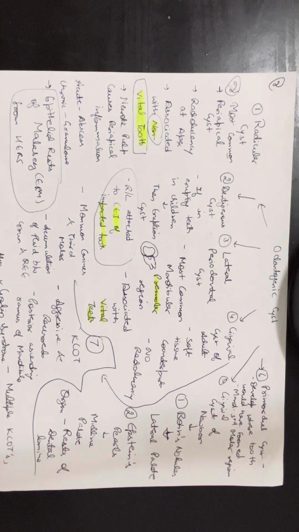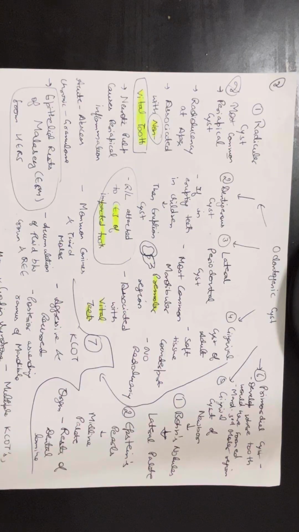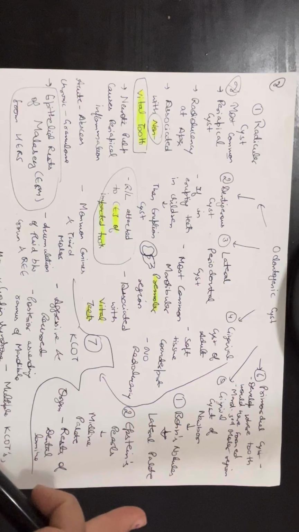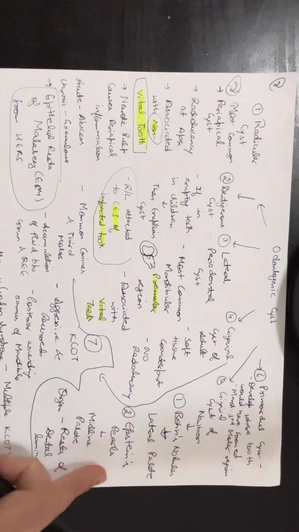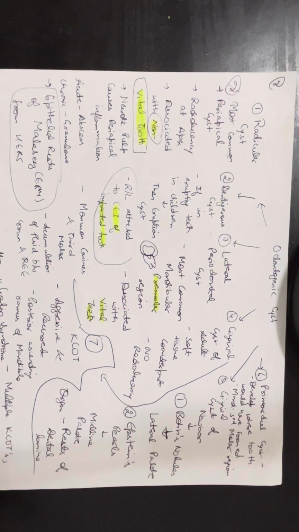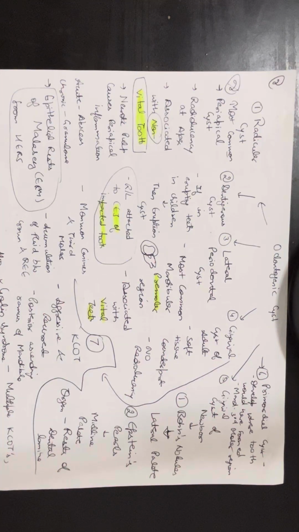Then we have gingival cyst of adult. In this cyst there will not be any radiolucency. So if there is no radiolucency, it is not seen in the X-ray, it will be seen in the soft tissue, so it is a gingival cyst of adult. And there is one more cyst, that is gingival cyst of newborn. It is divided into two types, Bohn's nodules and Epstein pearls. Remember, Bohn's nodules are seen in the lateral palate, whereas Epstein pearls are in the midline of the palate.